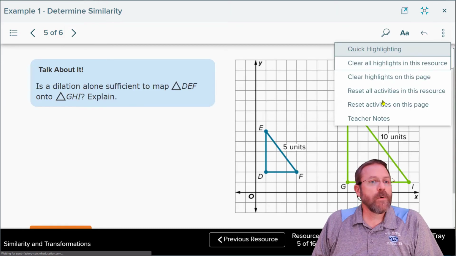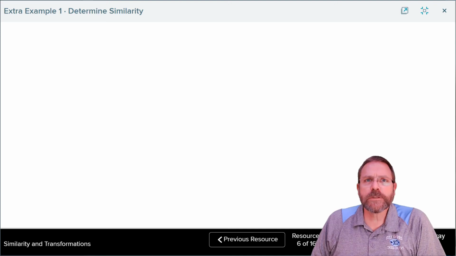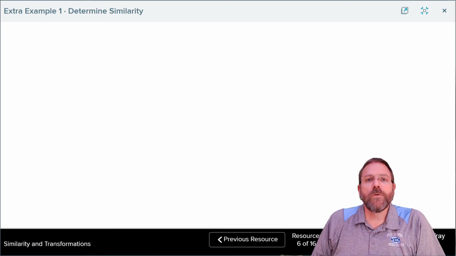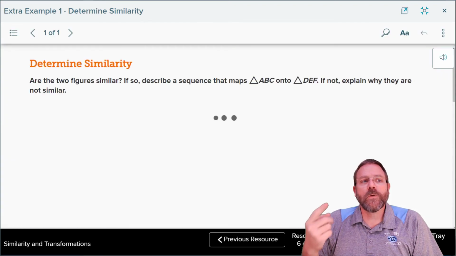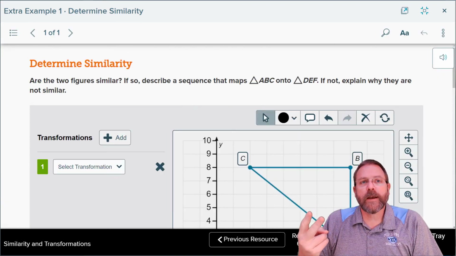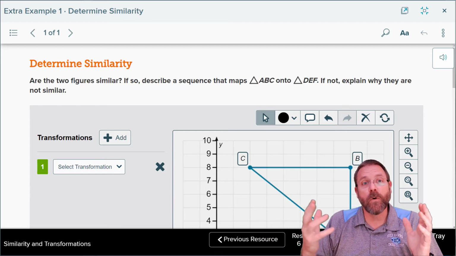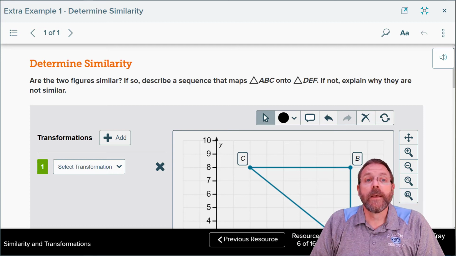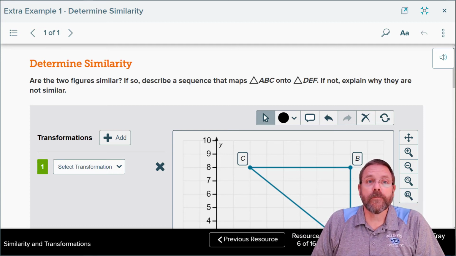1. So now we're going to reset it, and we're going to jump on into extra example number 1, where you have to find your scale factor. After you find your scale factor, you're going to dilate it by that scale factor. After you dilate it by that scale factor, then you're going to have to reflect it or translate it or rotate it or something to find out if the two truly overlap and become similar figures.